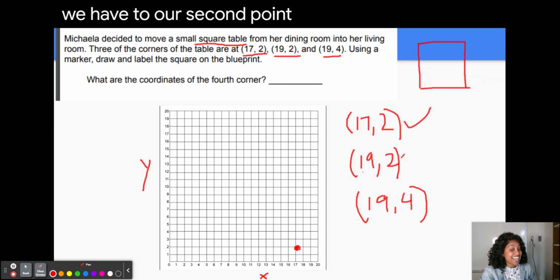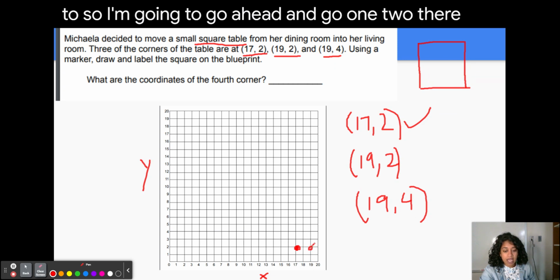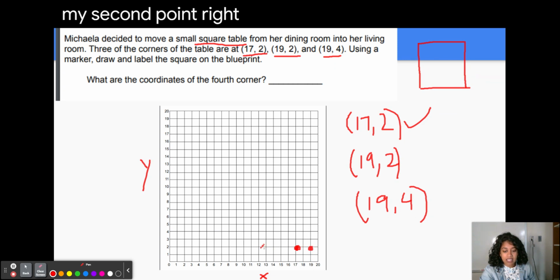Now we have to do our second point, which is at 19, 2. So let's look at our x-axis and go all the way to 19, which is right here. And then I have to go up 2. So I'm going to go 1, 2. There is my second point, right? Because my y is at 2.